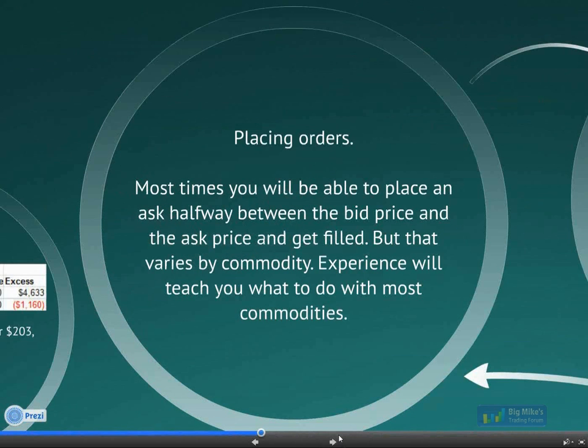Placing orders. Most times you'll be able to place an ask halfway between the bid price and the ask price and get filled, but that varies by commodity. Experience will teach you what to do with most commodities. It depends how quickly you want to get in, get out. It depends on the commodity. It just takes experience to know which ones you can go halfway between.